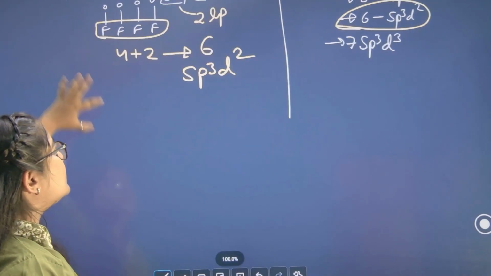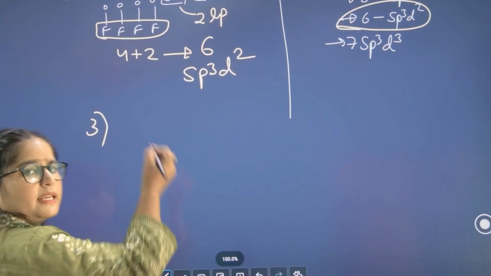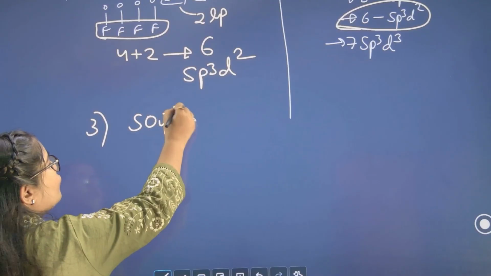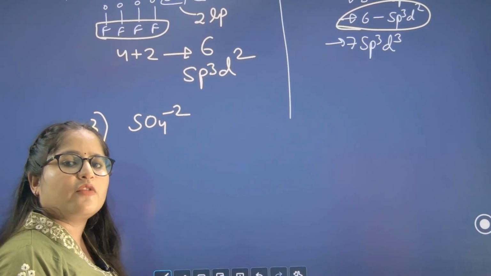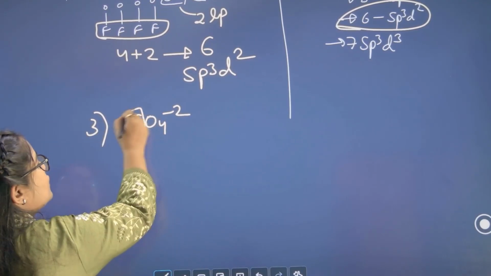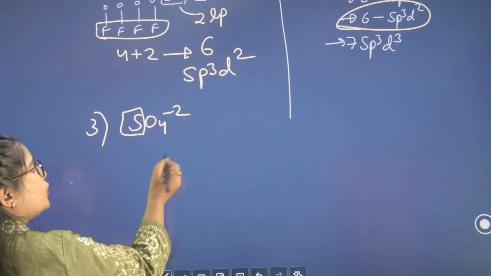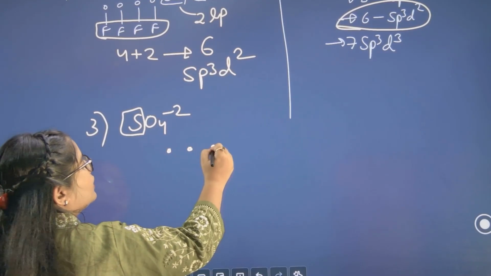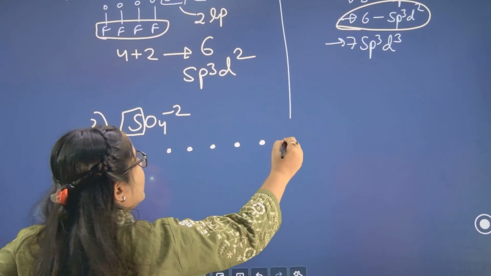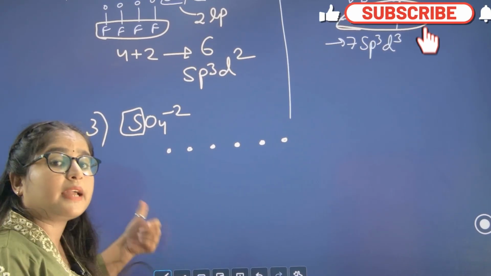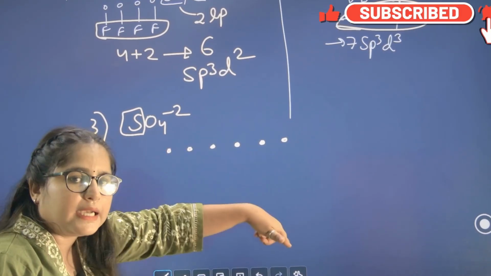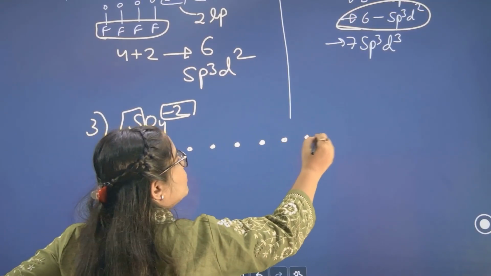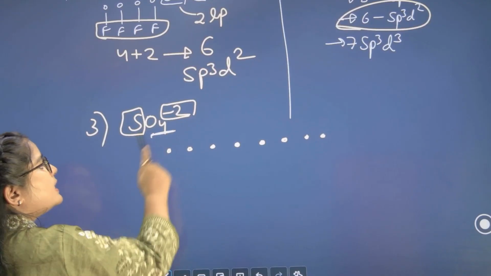Okay. Now let us take an example of a charged compound. I am saying SO4 minus 2. For sulfur, what is the valence electron? If you know, sulfur has 6 valence electrons. I have told you the trick: if negative charge, add electron. How many negative charges? 2. So how many electrons will I add? 2 more electrons.